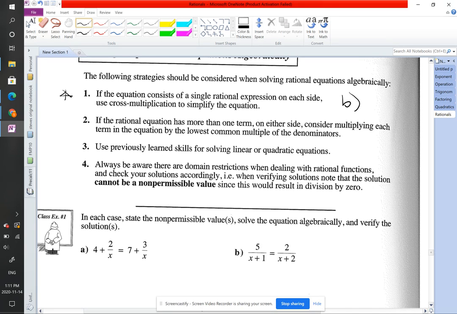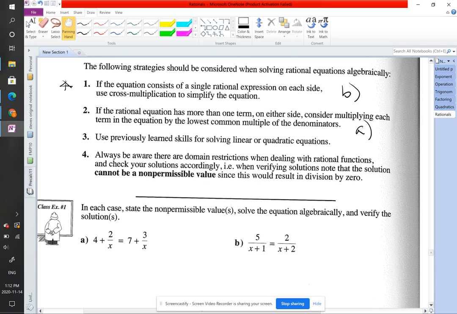If the rational expression has more than one term on either side, consider multiplying each term in the equation by the lowest common multiple of denominators. This is example A, just below here. And then it says, use previously learned skills for solving linear or quadratic equations, and always be aware there are domain restrictions when dealing with rational functions, and check your solutions accordingly. So if a non-permissible value is 0, and then our solution is 0, then it doesn't work. There isn't a solution because it's not permissible. That's not allowed.